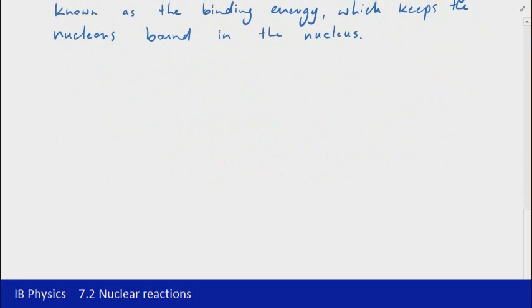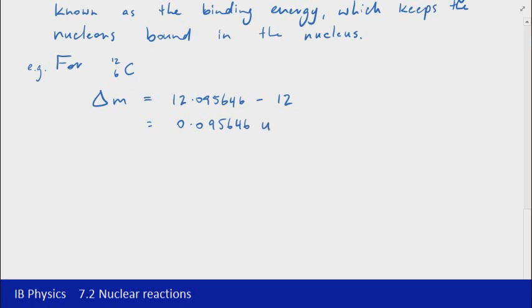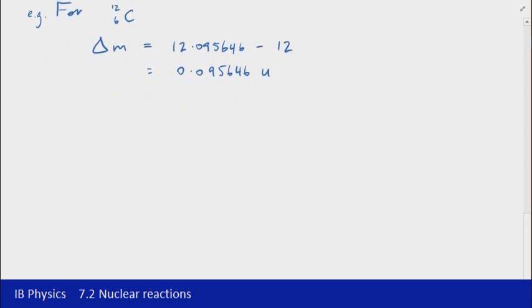So again, if we look at the example of carbon-12, we've already seen what the masses are that we're dealing with, so we can now find our mass defect. That will be the difference between 12.095646 minus 12, so nice and easy, gives us the value of 0.095646 atomic mass units. If though we want to figure out what the energy is, we need to convert that to kilograms. If we're using E equals mc squared, we need to make sure we're in SI units.